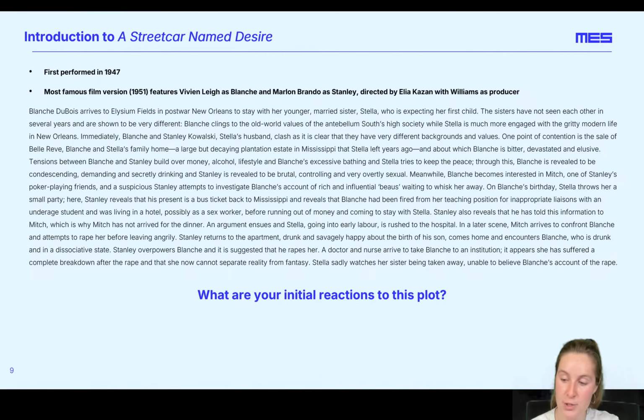In a later scene, Mitch arrives to confront Blanche and attempts to rape her before leaving angrily. Stanley returns to the apartment, drunk and savagely happy about the birth of his son, and encounters Blanche, who is drunk and in a dissociative state. Stanley overpowers Blanche, and it is suggested that he rapes her. A doctor and nurse arrive to take Blanche to an institution. It appears that she has suffered a complete breakdown after the rape, and she now cannot separate reality from fantasy. Stella sadly watches her sister being taken away, unable to believe Blanche's account of the rape.